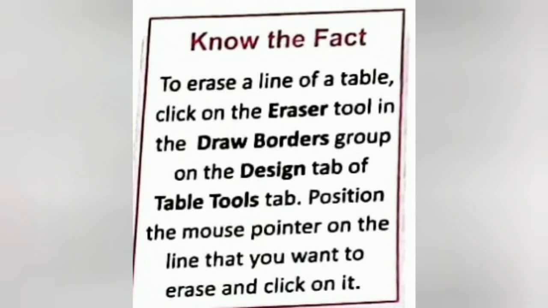To erase a line of a table, click on the eraser tool in the Draw Borders group on the Design tab of the Table Tools tab. Position the mouse pointer on the line that you want to erase and click on it. That particular line gets erased. If you are using the draw table option, then an eraser appears that lets you erase any line or border in the table.